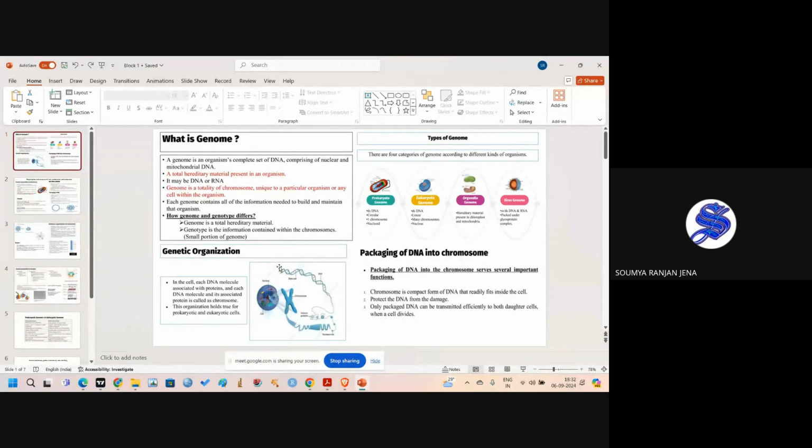Then this compaction happens after this DNA is supercoiled. Then only packaged DNA can be transmitted efficiently to both daughter cells when the cell divides. Then these packaged DNA are divided to form this chromosome to form chromatids. Then it divides into chromatids. Then these chromatids are transmitted efficiently to both daughter cells when the cell is divided. This division takes place during the meiosis process.